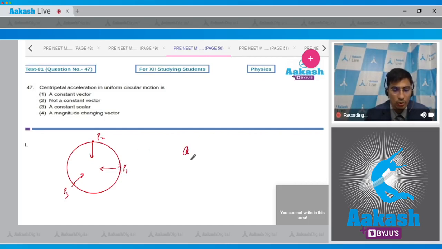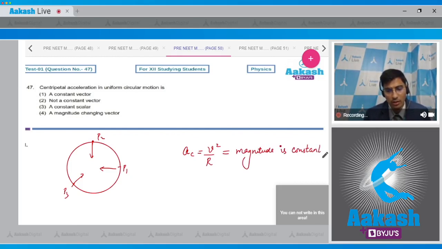However, the magnitude of the centripetal acceleration will be equal to v square by r. And in the uniform circular motion, since the speed is the same, the magnitude of the centripetal acceleration is constant. Therefore, it is a vector whose direction continuously changes. Now let us analyze the four options. First, it says a constant vector. It is not a constant vector because the direction is changing.